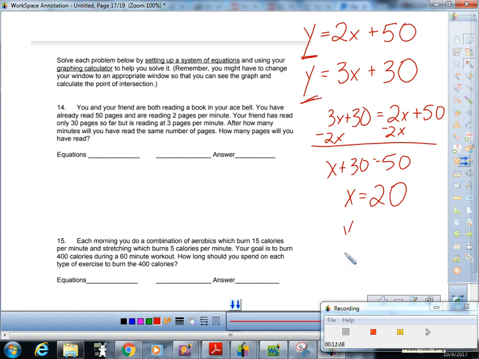So check this out. What's y? Well, let's try it in both of them. What's 2 times 20? That's 40. 40 plus 50 is 90. What's 3 times 20? 60. 60 plus 30 is 90. That's how you know you're doing it right. Both people are on page 90 after 20 minutes.